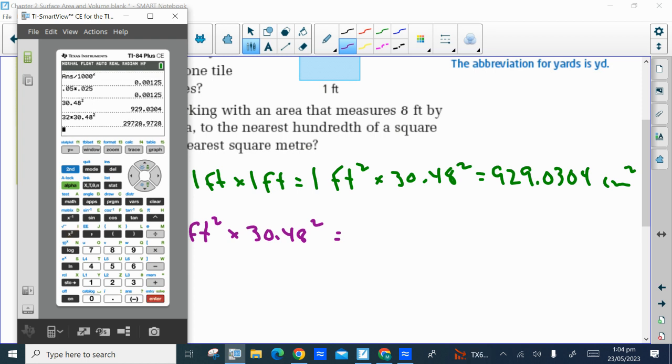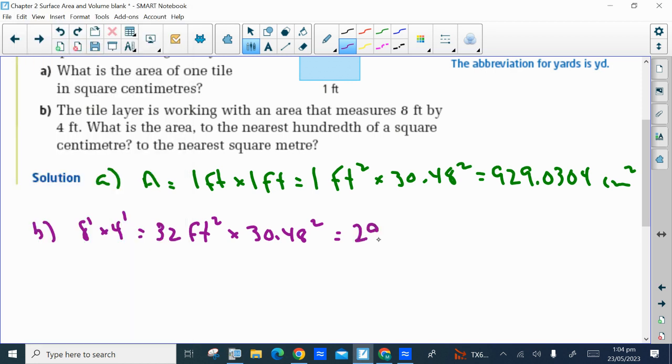And so it's a big number, 29,728.97 to the nearest hundredth. That's 2 decimal places. So 29,728.97 centimeters squared.